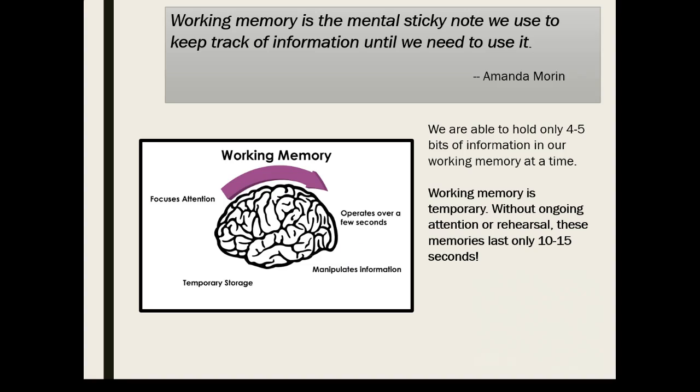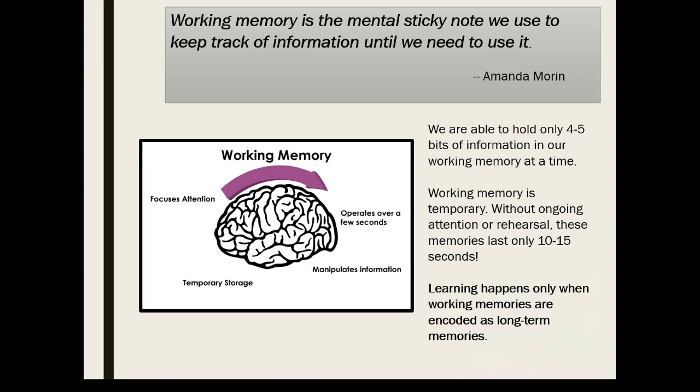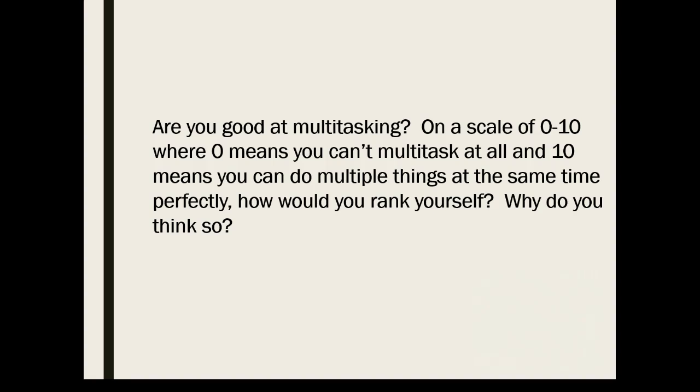Working memory is temporary. Without ongoing attention or rehearsal, those memories that you're juggling will only last for 10 to 15 seconds. So if I tell you a phone number and you don't rehearse it to yourself, if you wait about 10 or 15 seconds, it is very likely that that phone number is now gone, or the name that someone gave you, or anything, right? That's how long working memory lasts, about 10 to 15 seconds, and if you don't do something with it, it's gone. And we should say this: learning happens only when working memories are encoded into long-term memories. Juggling those memories is great. It's a necessary step, but that doesn't count as learning, because learning means you can come back to it later and you can use it in different circumstances.